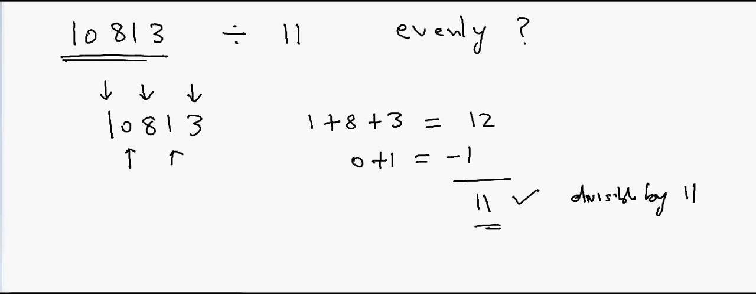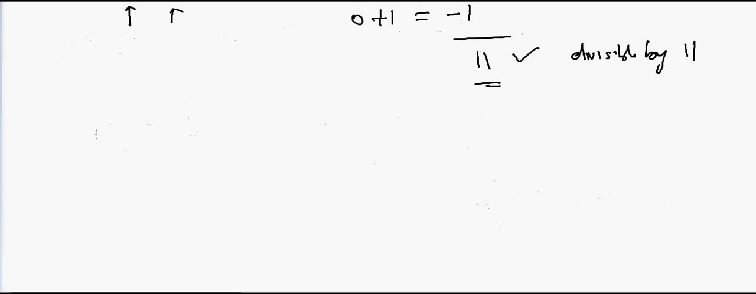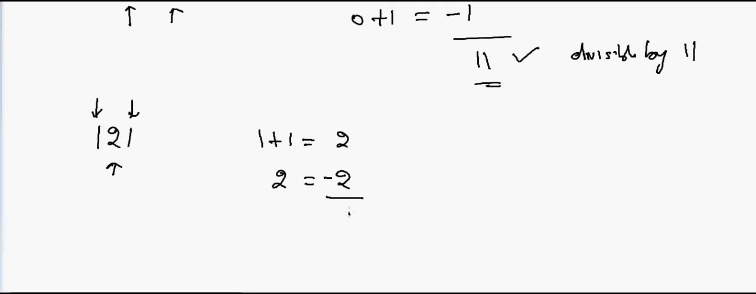So let's take another example. If I have 121, in that case I'll take 1 and 1, and 2. So 1 plus 1 is equal to 2, and the other is 2. If I subtract them, that will be 0, and 0 is also evenly divisible by 11, so this number should be evenly divided by 11.